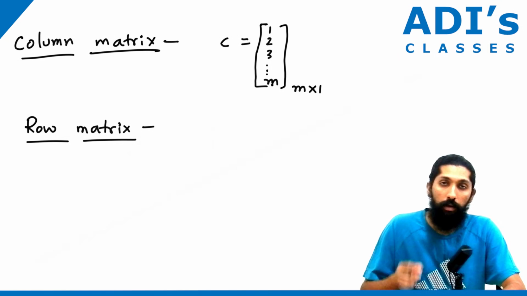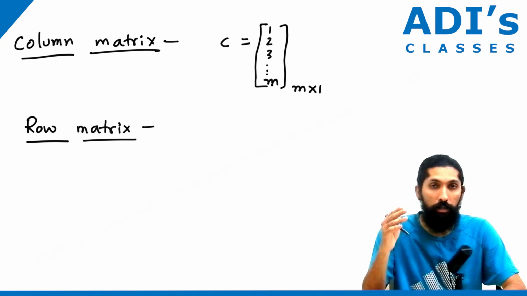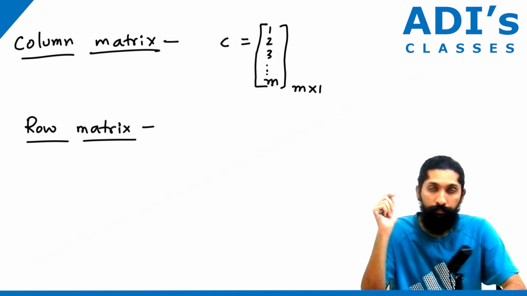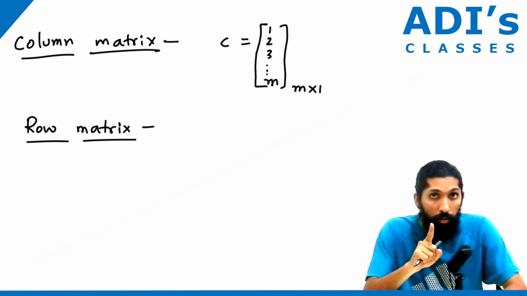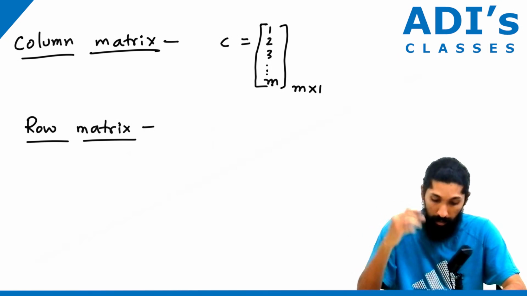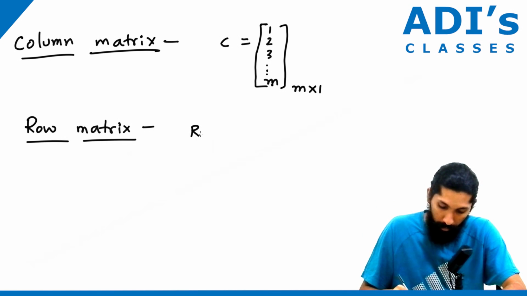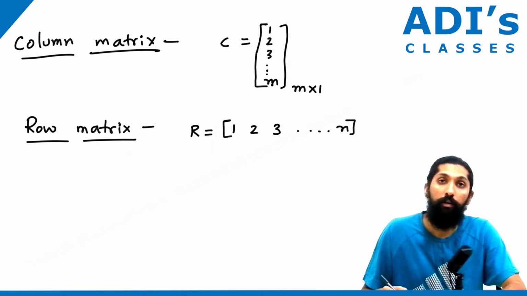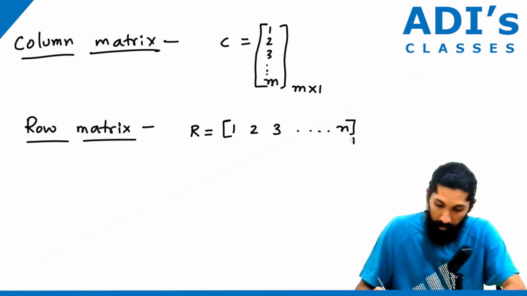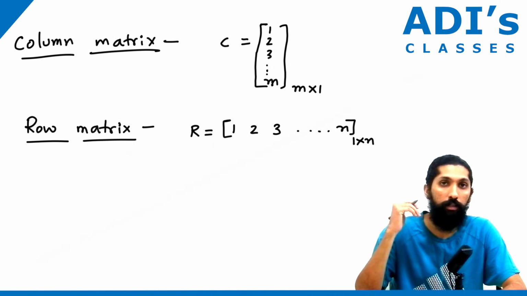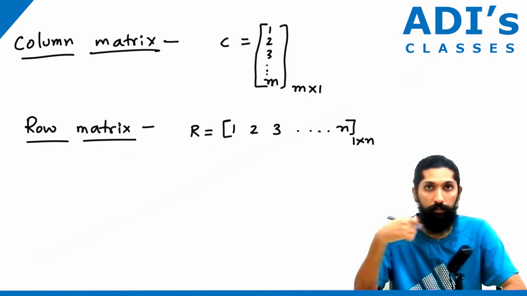M cross 1, correct? The next type of matrix is what we call a row matrix. Now in a row matrix, it's the opposite. Opposite in the sense, very similar to a column matrix but just the reverse of it. Here, you're going to have one row but n number of columns. That's what we mean by a row matrix. In the sense, here you can say that R is equal to 1, 2, 3, and so on and so forth till n number of columns. The order becomes 1 cross n.